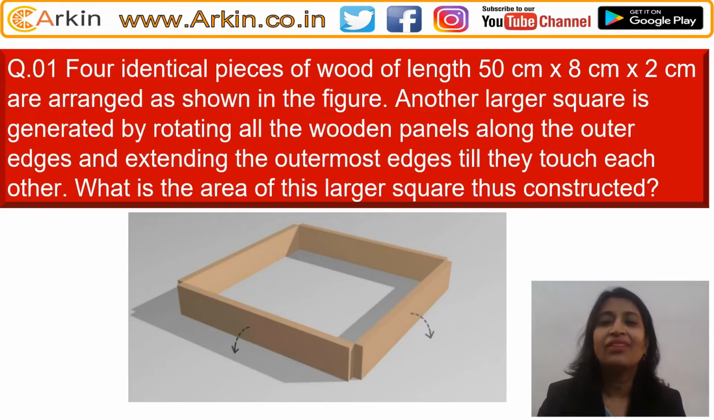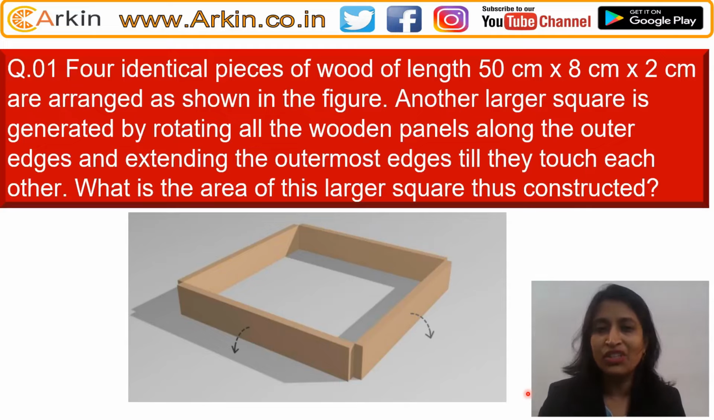Hi everyone. So today we'll be solving question number 1 of the UCEED 2020 question paper. This question says 4 identical pieces of wood of length 50 cm by 8 cm by 2 cm are arranged as shown in the figure. Another larger square is generated by rotating all the wooden panels along the outer edges and extending the outermost edge till they touch each other. What is the area of this larger square thus constructed?